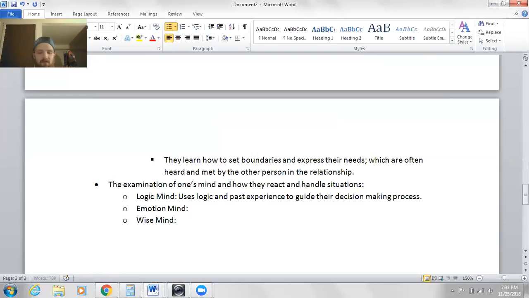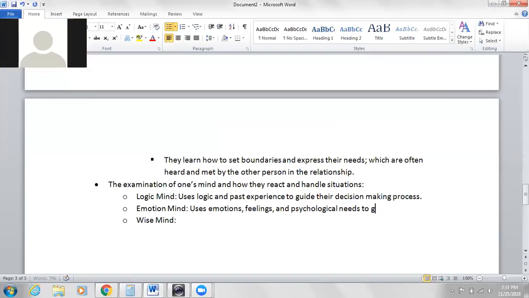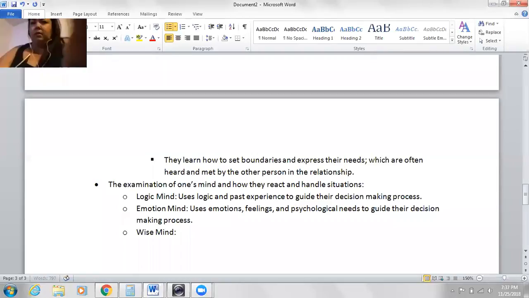So this is someone that uses emotions, feelings, and psychological needs to guide their decision making process. So this is somebody that, regardless of what the evidence is telling them, they're like, well, I feel like I need to be doing this. Okay, go on, go right ahead. Or, wow, I feel like I need to do this because I'm sad. I need to go buy a new car because I'm sad.